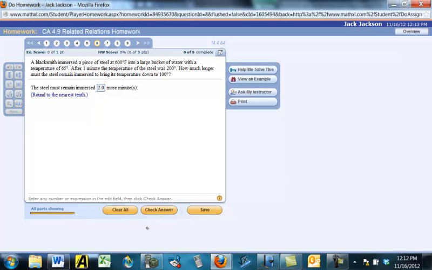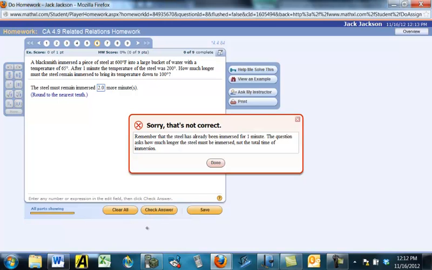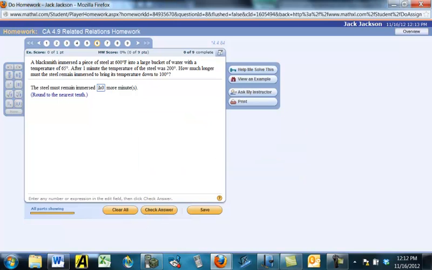Alright, let's check that. What? How much longer? Not the total time. Okay, so one more minute then. How much more does it go? One more minute than it was. Total of 2 minutes, one more minute. There we go. Alright, have to read the question carefully. How much longer does it take? Alright, so there's an example of that in the homework.